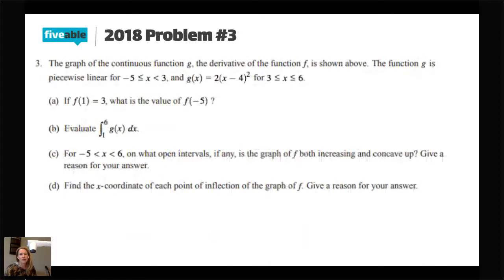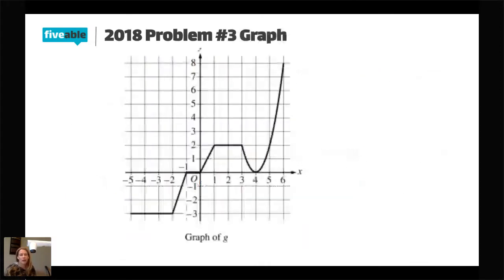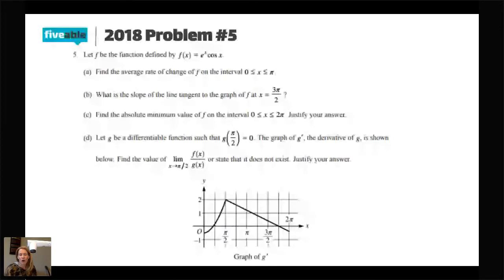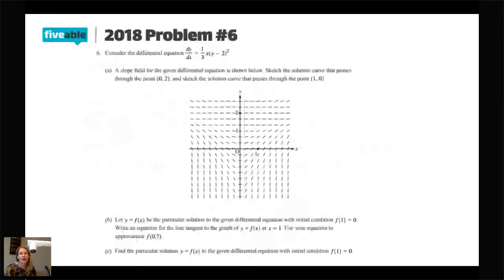And we're looking at graphs of a G and an F function and how they relate to each other. We've got a problem about a tree growing. And of course, we have a table given to us. That's a pretty common type of free response problem. Another movement problem. And finally, we have a differential equation and slope fields problem.